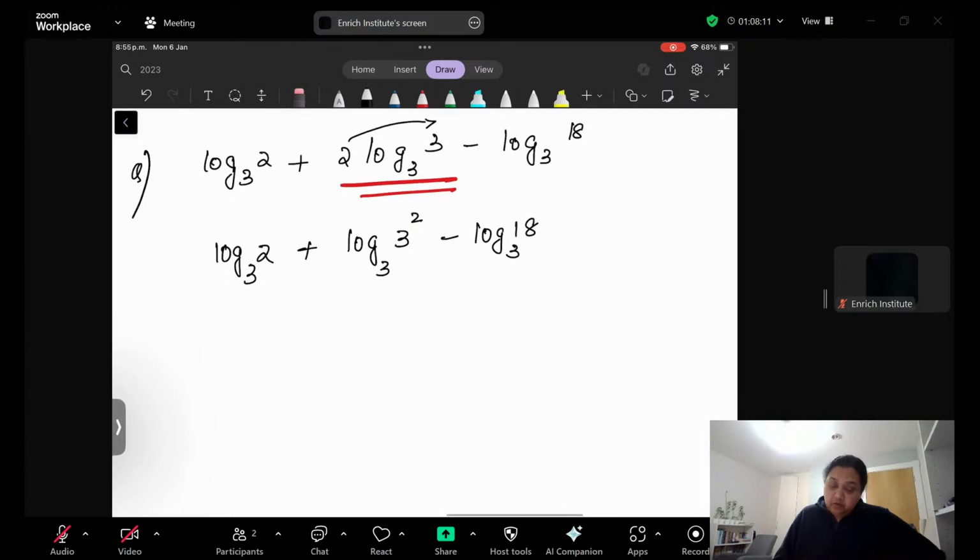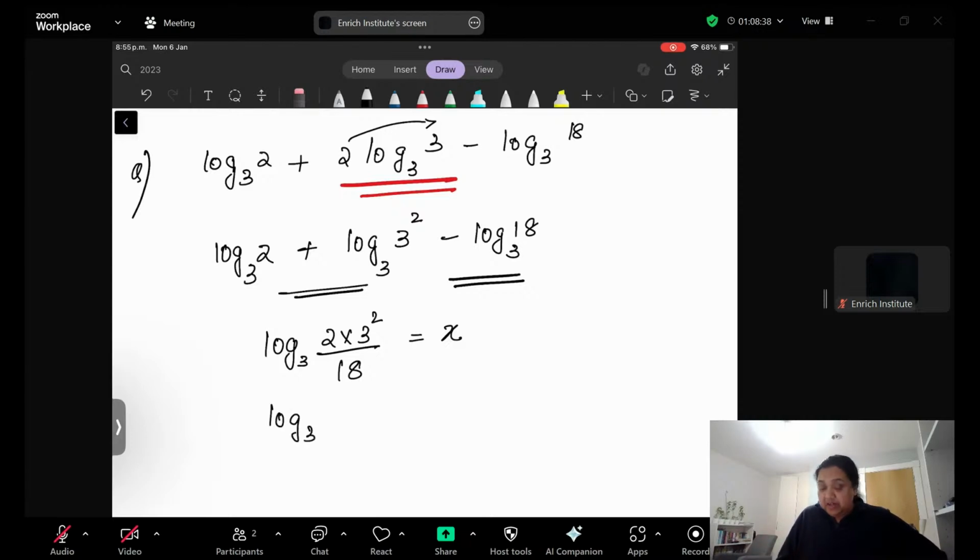Now, this is addition, this is subtraction. Addition means it is multiplication. So then you will write this as 2 times 3 square, log 3, and then subtraction means it is division. So you will write this as divided by 18. Now you simplify this and you can write this as x, because you have to find the value. Now this can be written as log 3. You multiply this, 3 square is 9, 9 into 2 is 18. Log 18 divided by 18, which is equal to x.